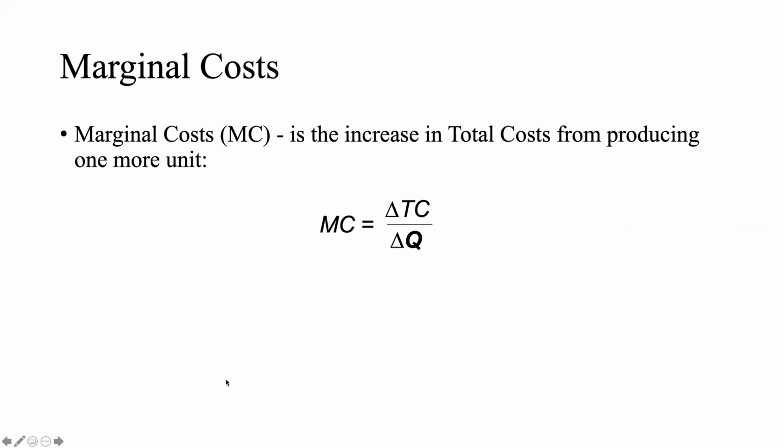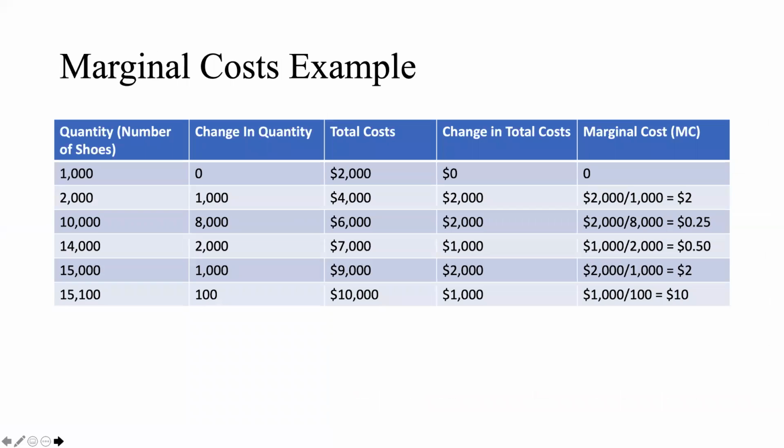So marginal costs are an important way we can see the increase in total costs from producing one more unit. And so marginal costs are the change in total cost over the change in quantity. And so let's take a look at a marginal cost example. So we have here quantity, so number of shoes, in this case produced. We have the change in the quantity, we have the total costs, and the change in total costs.